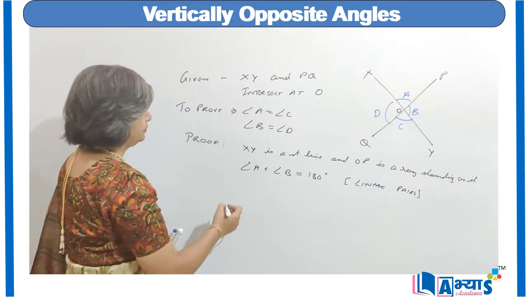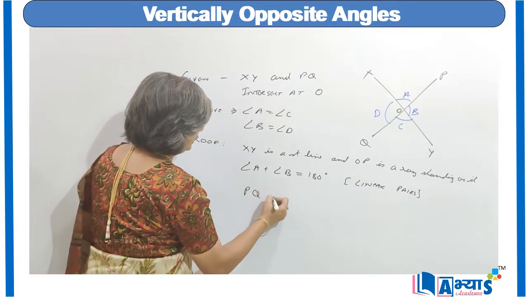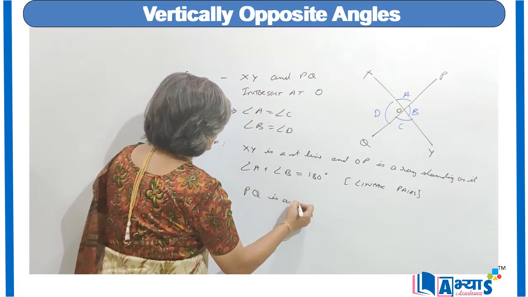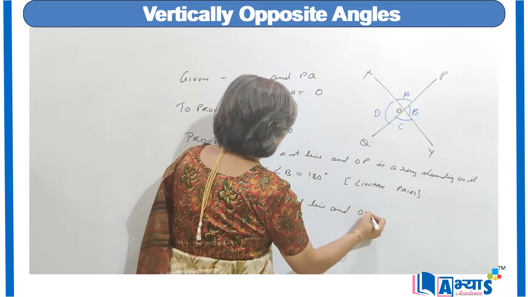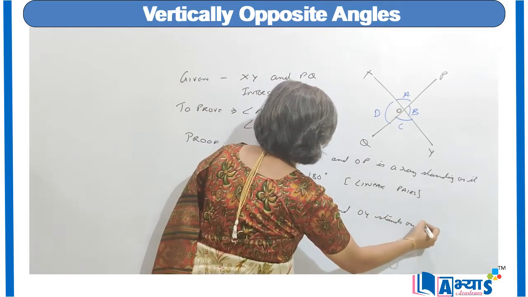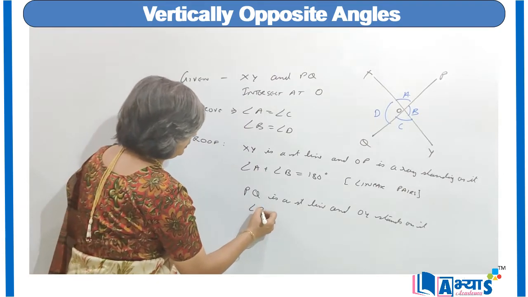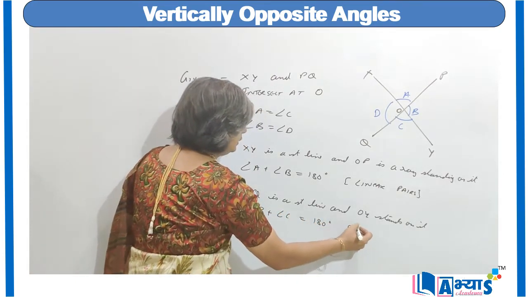Similarly, if PQ is a straight line and OY stands on it, therefore angle B plus angle C is equal to 180 degrees, again a linear pair.